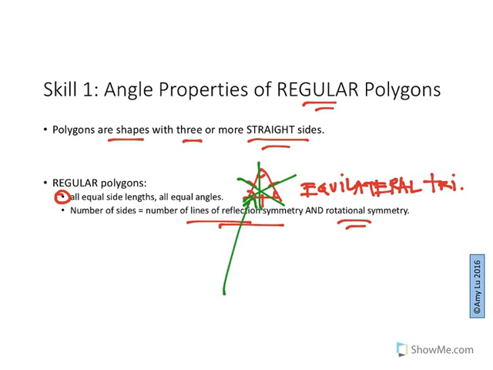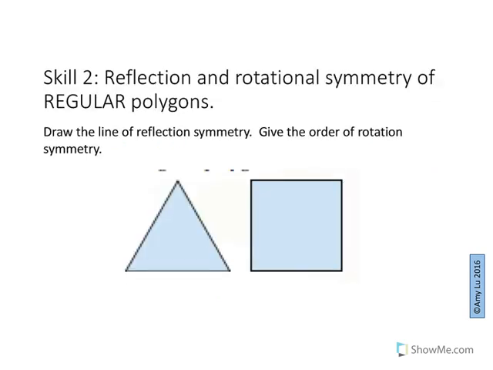Now, can you think of a 4-sided shape, all equal sides, all equal angles? If you guessed a square, good job. And of course, I just talked about these 2 shapes. So skill number 2, reflection and rotational symmetry of regular polygons. Draw the line of reflection symmetry and give the order of rotational symmetry. So pause the video and do this at this time.